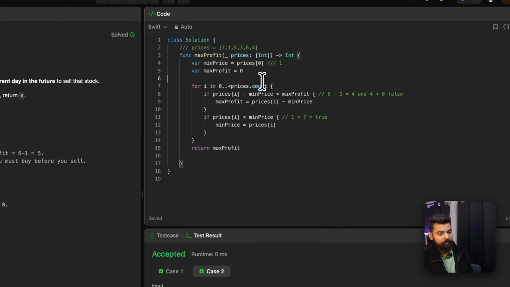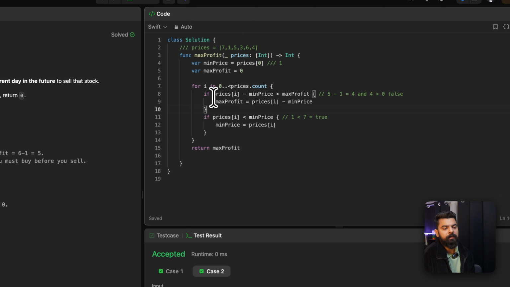And it will also not go to this one, because right now our min price is still 1, and we are comparing it with 3. So 3 is definitely greater, and we are checking here whether prices high, 3, is less than min price. 3 is definitely not less than min price, so it will not go to this condition again. So now it will go to this guy, like a 6.